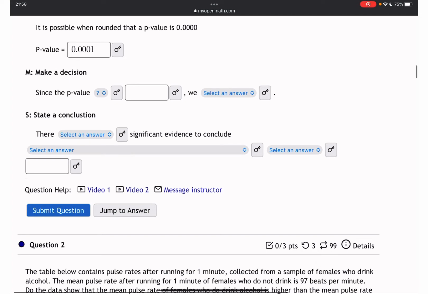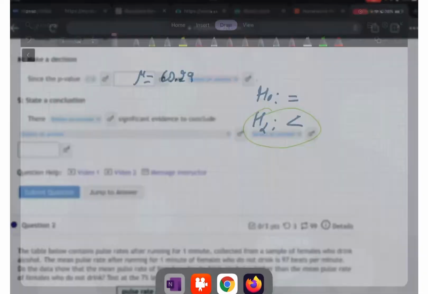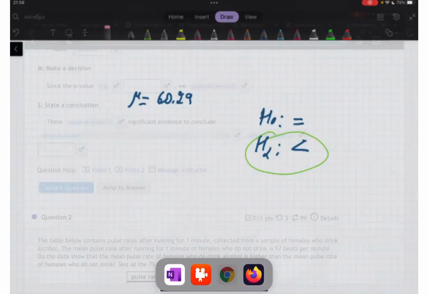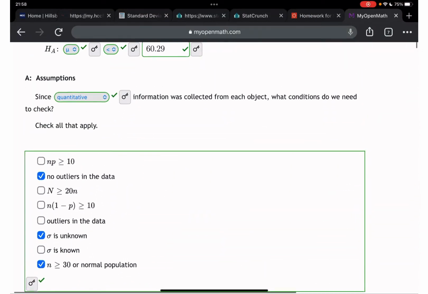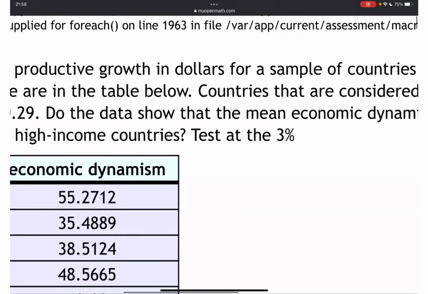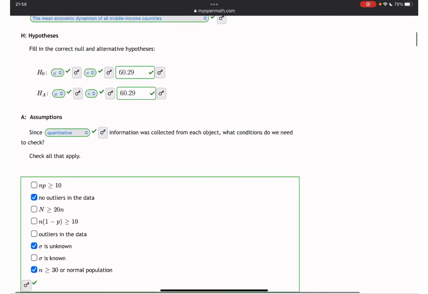Now we have all that. Now we are going to make our decision based on the p-value. Remember, we will need the 3%. What happened to that 3%? Let me check it here. At the very beginning, it was test at 3%. Yeah, see it? The last sentence in the word problem, at 3%. So we are going to compare our p-value to 3%.